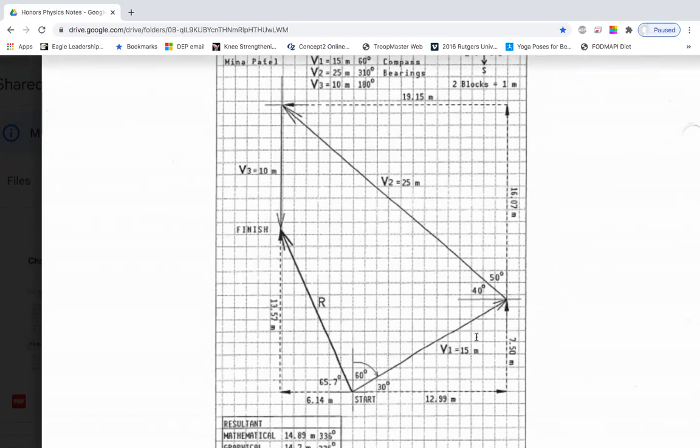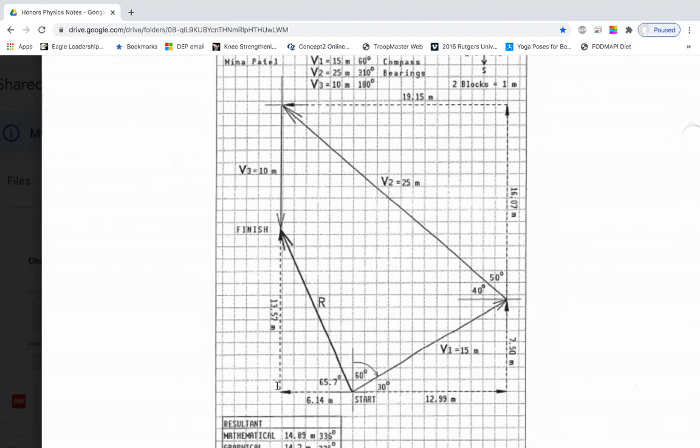So you're going to take the 15 meters and multiply by the cosine of 30 degrees. Hey, you got 12.99. Take 15 meters and multiply by the sine of 30 degrees, and you get 7.5. Well, that's the trigonometry that you're going to be doing, just like we did earlier in the year, for every one of the vectors. Now you get all your components together, and now you have to figure out, how do you get from the start to the finish?